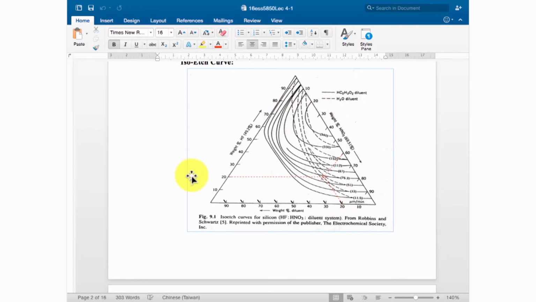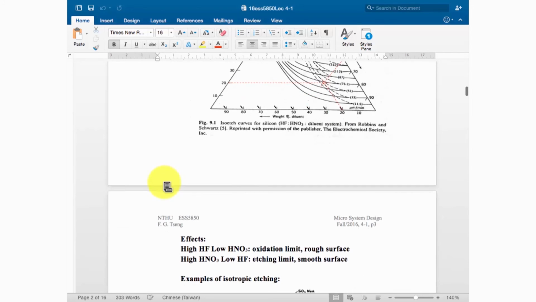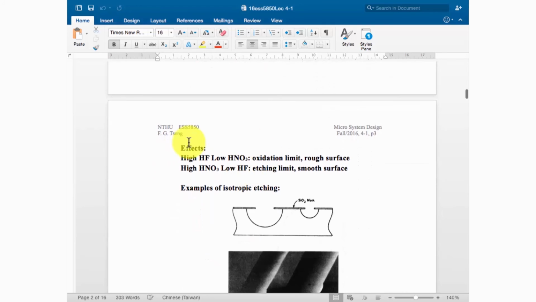Okay, so that's the important thing. Those are important properties I have written here. So high HF, low nitric acid: it's oxidation limited. We got a rough surface because every time you oxidize silicon into silicon dioxide, it can be etched away by hydrofluoric acid because you have a high concentration of hydrofluoric acid. So in this case, we have high roughness.